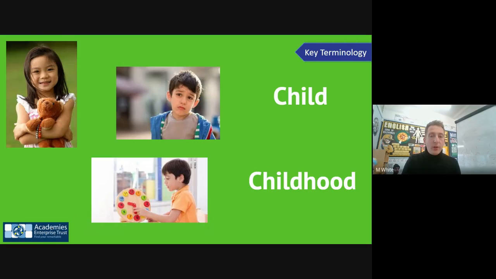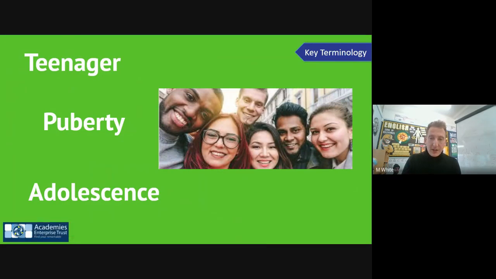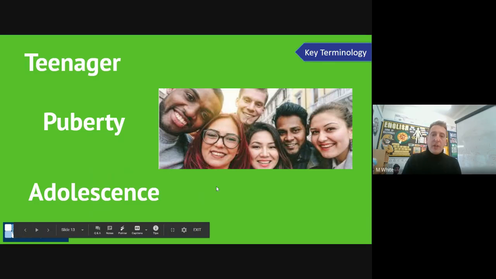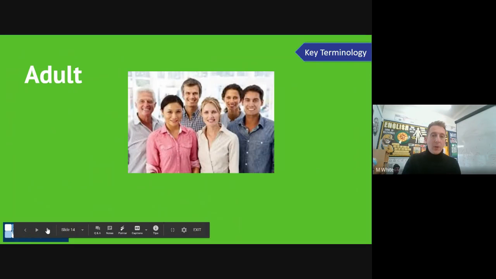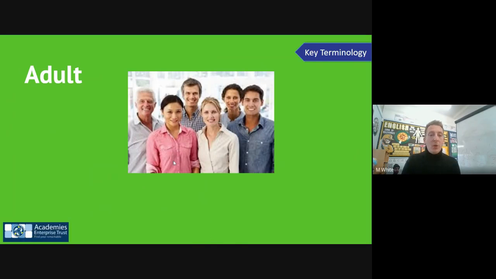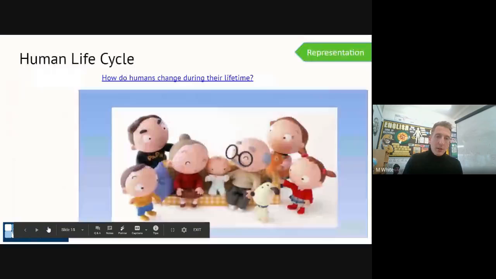Child, in childhood, so lots of different children, just like you guys, starting to learn and do all different things. Teenagers, puberty and adolescence. So this is obviously the later stages of developing into a teenager, going to secondary school, college, those sorts of things. Adult, so when you get old like me, you become an adult, you have to pay bills and stuff. You can see how sad all these people are in this picture, even though they're smiling. They're sad because they've got bills to pay.